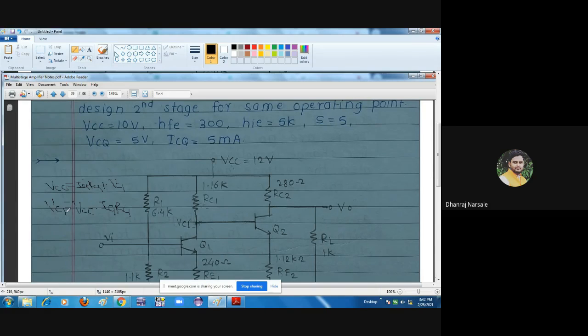सो कॅन वी कॅल्क्युलेट द व्हॅल्यू ऑफ VC1? किती व्हॅल्यू? VCC किती आहे? 12 व्होल्ट आहे. IC1 किती आहे? 5 मिली एम्पियर आहे. RC1 किती आलाय? 1.16 किलो ओम आलाय. सो कॅल्क्युलेट द व्हॅल्यू ऑफ VC1. VC1 फाइंड करा. Value of VCC is 12 volt minus IC1 is 5 milliampere into RC1 is 1.16 kilo ohm. By putting all the values, find the value of VC1.